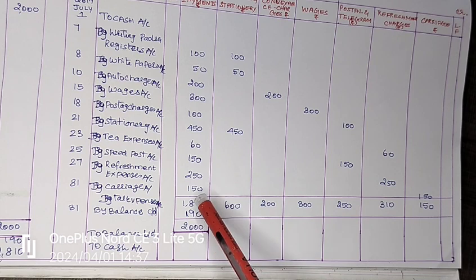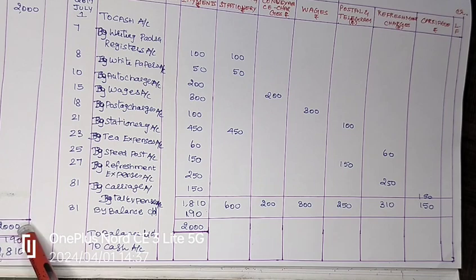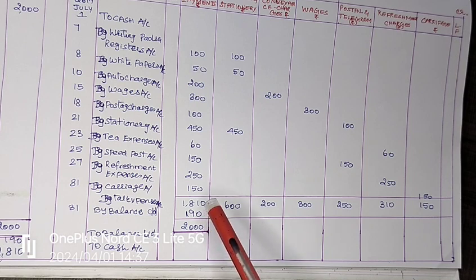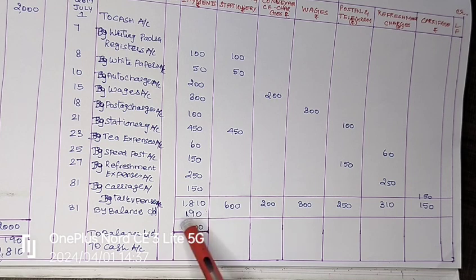Then we need to find the balancing figure. Before that we enter the total receipt into the total column. That 2000 rupees we enter on the debit side and the credit side, that means the receipt column and the total payment column. Then we need to find the difference value. For that we subtract total expenses from the total receipt. Then we get 190 rupees. This is the difference value.